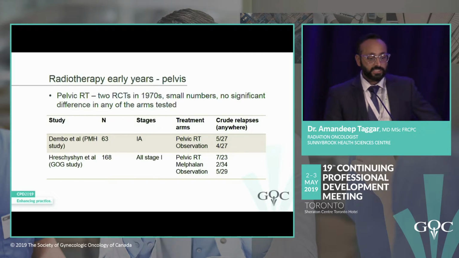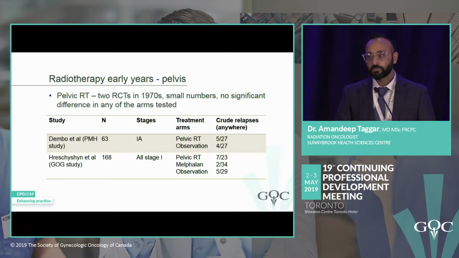One of the first trials was within the pelvis. Of course, I have to say all these trials or therapies are in the adjuvant setting, after the patients had undergone debulking surgery. The first randomized trial was by Dr. Dembo, published in 1968, I believe, or 1968 to 1972. He randomized 63 patients here at Princess Margaret Hospital. All of them were early stage, stage 1A. Half of these patients received pelvic radiotherapy, which is a 5-week course of radiation, or were observed.